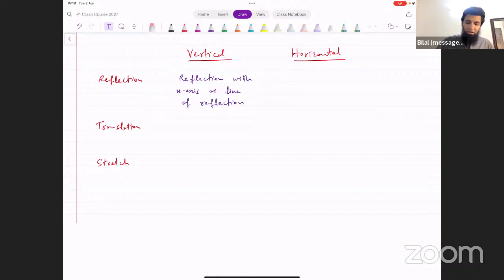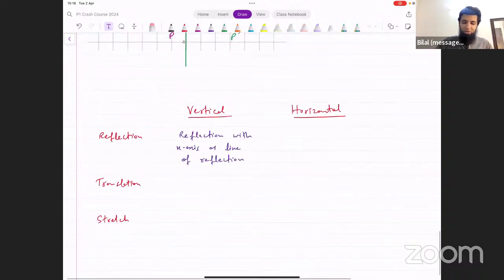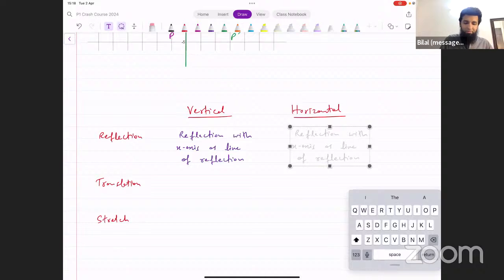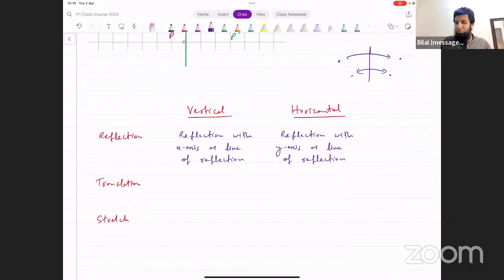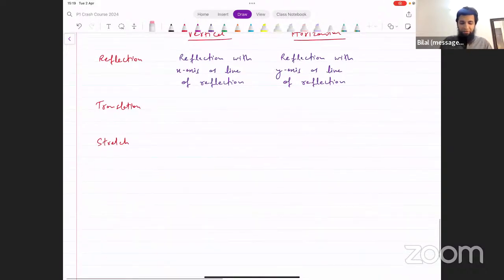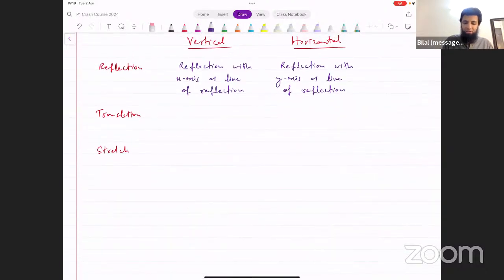What would a horizontal reflection mean? That the graph is moving horizontally, right? And you would say, this is a reflection with y-axis as the line of reflection, because when y-axis is the line of reflection, the points on the left side move to the right, the points on the right side move to the left, right? So the movement is horizontal. So that's why we say line of reflection is y-axis in that case. Then you could have translation. When you have vertical translation, you always have to write down a vector for that.